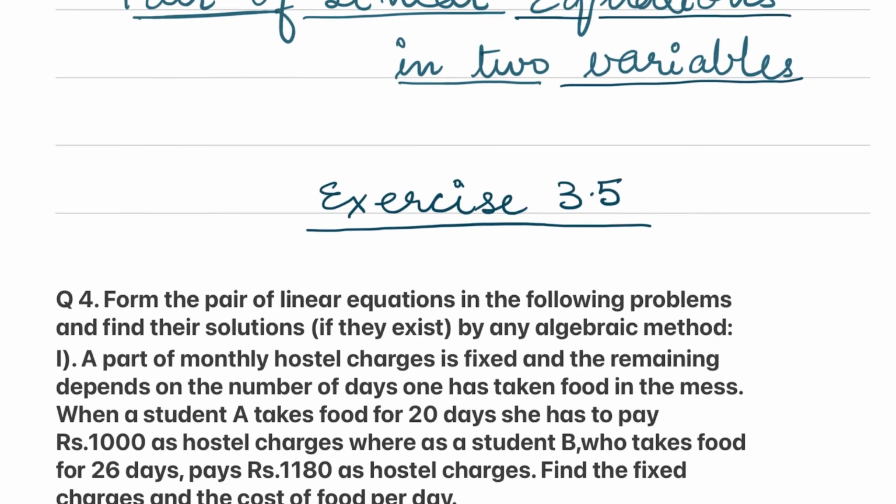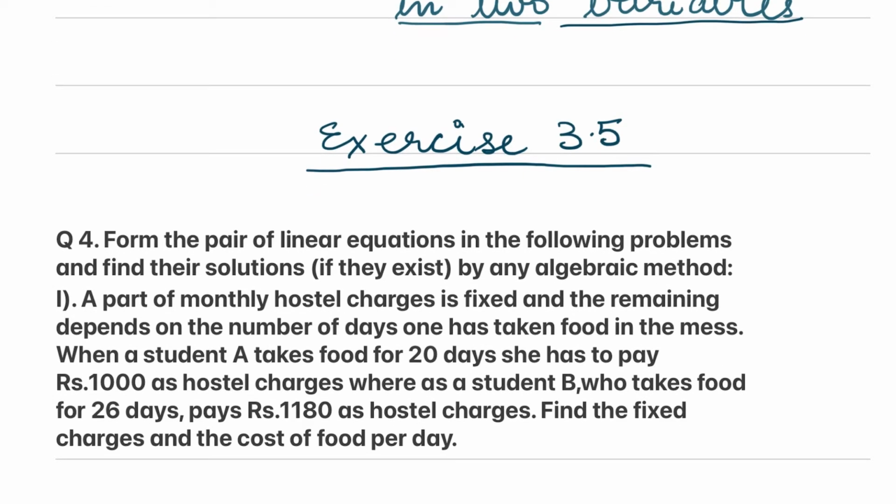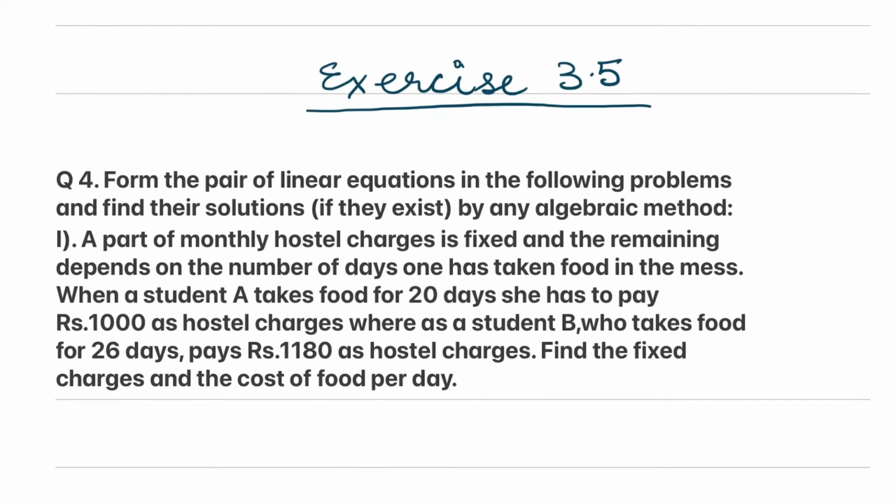So first part, it says a part of monthly hostel charges is fixed and the remaining depends on the number of days one has taken food in the mess. When a student A takes food for 20 days, she has to pay rupees 1000 as hostel charges, whereas a student B who takes food for 26 days pays rupees 1180 as hostel charges. Find the fixed charges and the cost of food per day.